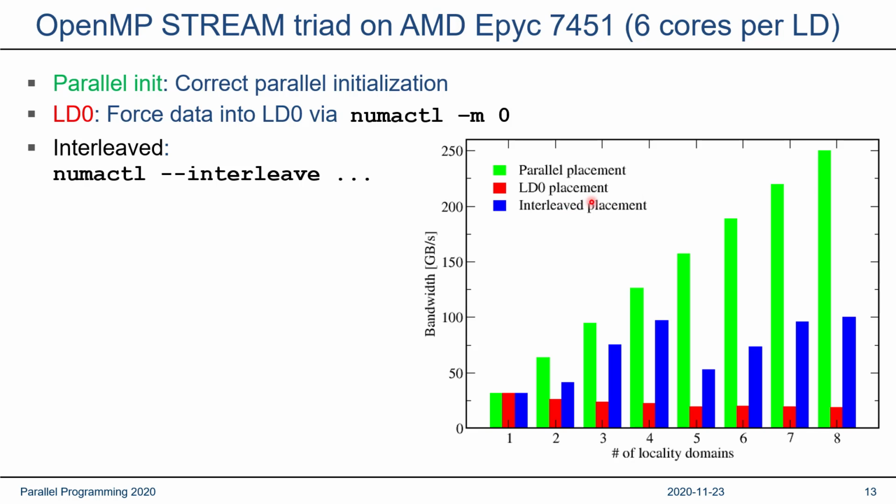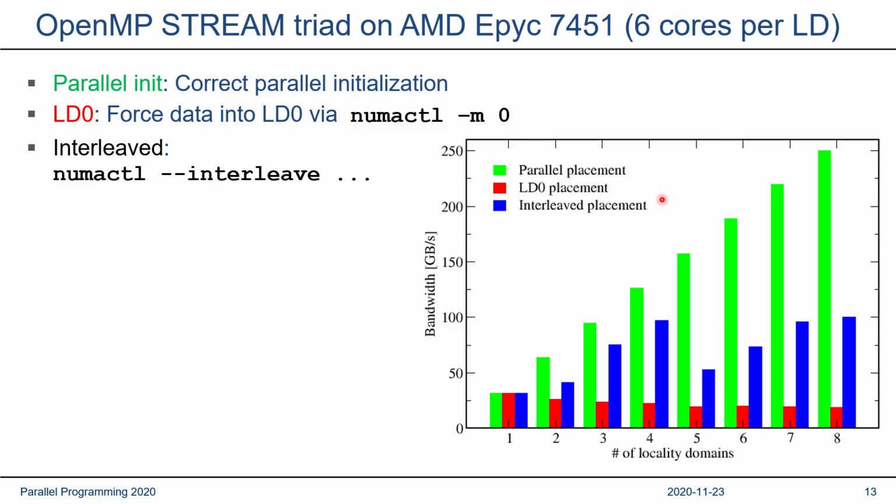If we use LD0 placement, so in this case I forced the placement into the first NUMA domain using numactl -m0, then we see what happens. There's no difference on one domain, of course, because there's no non-local access possibility. But as soon as we cross the NUMA domain boundary, performance goes down. It goes down to about 60% of the single domain value with 8 domains. So this is bad. Everyone fights for this memory bandwidth on the first domain. That's one problem. But also everyone fights for bandwidth on the interdomain network, which is even worse.